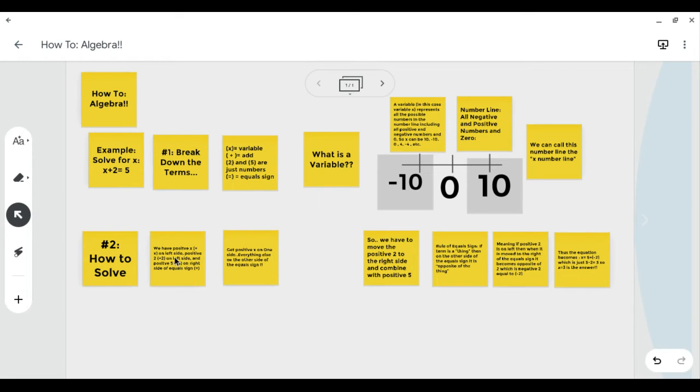So what do we have? A positive x on the left, a positive 2 on the left, and a positive 5 on the right. The goal is to get the positive x on one side, because we have to solve for x, or isolate x. Everything else has to be on the other side. So if we have a positive on the left and I want to move it to the right, instead of positive, it's going to be negative.